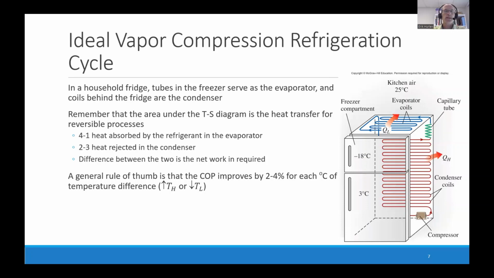The area under the TS diagram represents heat in or out, and the area enclosed is the work required to be put in. So the area under 4-1 is the heat absorbed by the refrigerant in the evaporator. The area under 2-3 is the heat rejected in the condenser, and the difference is the work required to be put in. As a general rule, the COP of a refrigerator will improve by 2 to 4% for each degree Celsius of temperature difference between TH and TL. Remember that for a Carnot cycle, the larger the temperature difference, the bigger the efficiency.